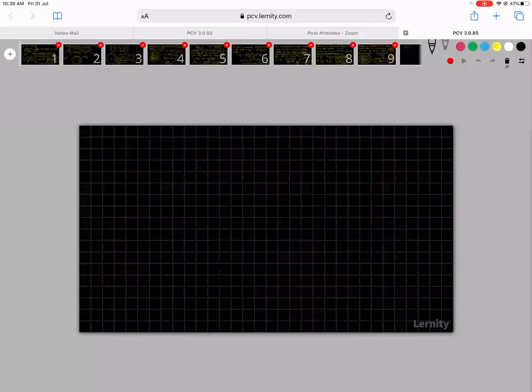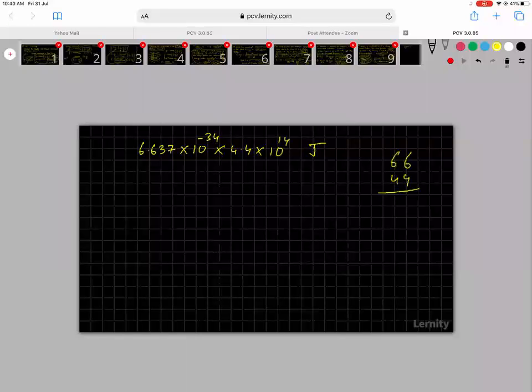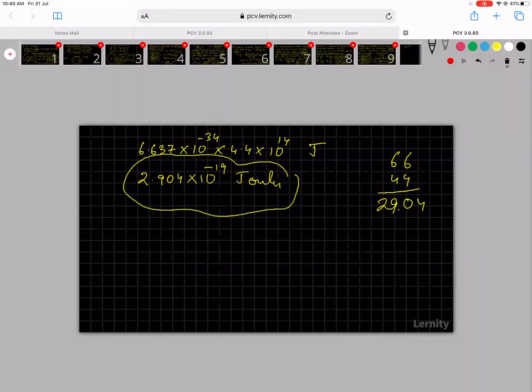Then they also asked for the work function. I can find out the work function by simply h into f. So that is 6.637 into 10 power minus 34 into 4.4 into 10 power 14. So this will give me the answer in joules. So work it out. 66 into 44, 24. 24 carry over 2, 48, 50 carry over 5, 29. So it works out to be 29.04. So 2.904 into 10 power minus 19 joules. So this will be the answer.